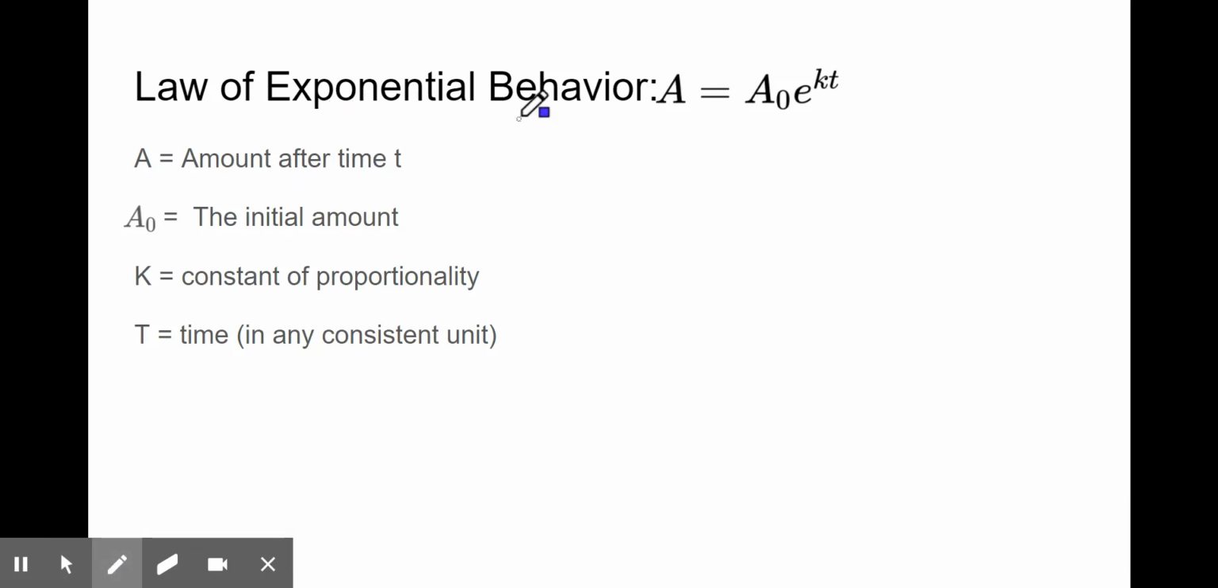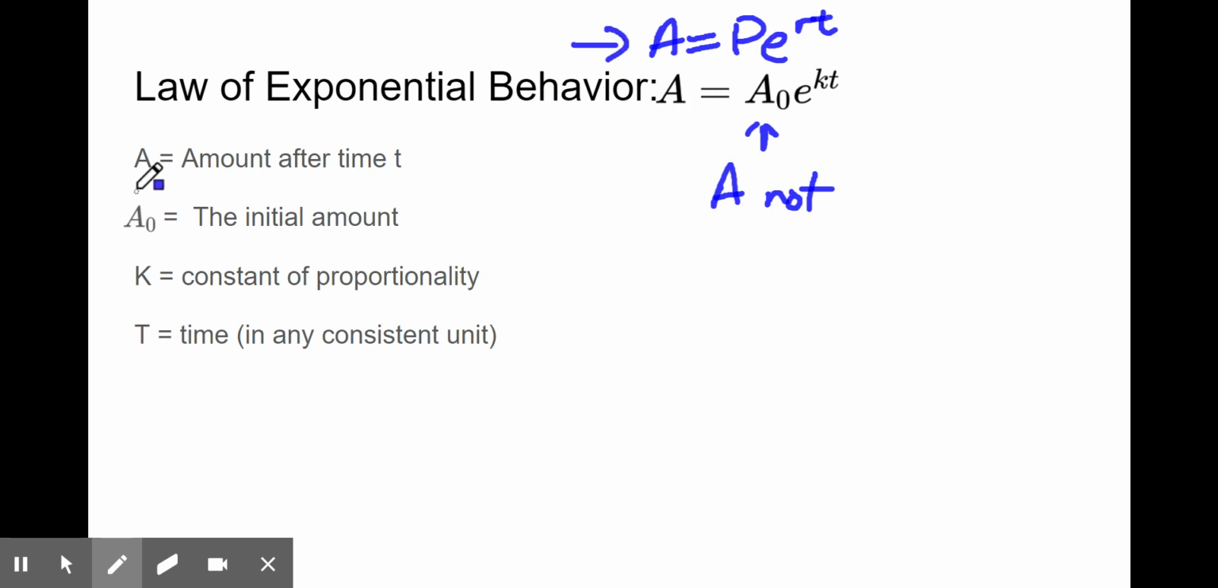This law should actually look pretty familiar to you. The equation is given as A equals A naught e to the kt. This is read as A sub 0, e to the kt. This is very familiar because it looks almost like A = Pe^(rt) that we just learned about for compound interest, right?